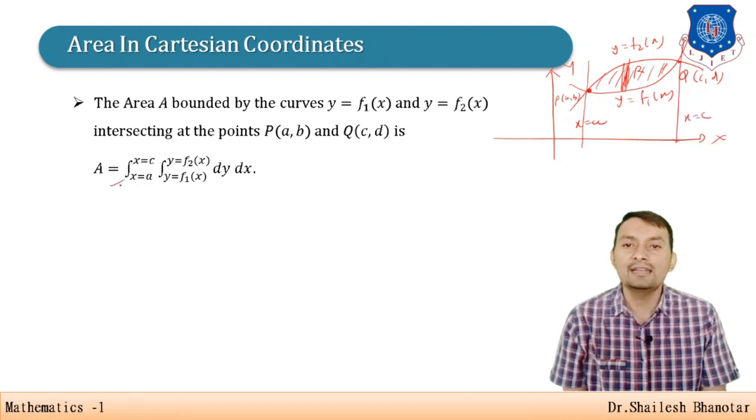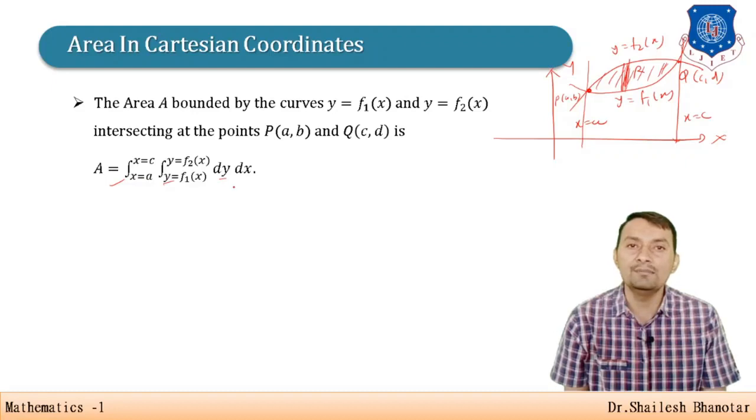Therefore we can write the required area A equals the double integral. The inner limit is y equals f1(x) to y equals f2(x) and the outer limit will be constant, x equals a to x equals c, dy and then dx. The first limit is for y, so first we write dy and then after it will be dx.